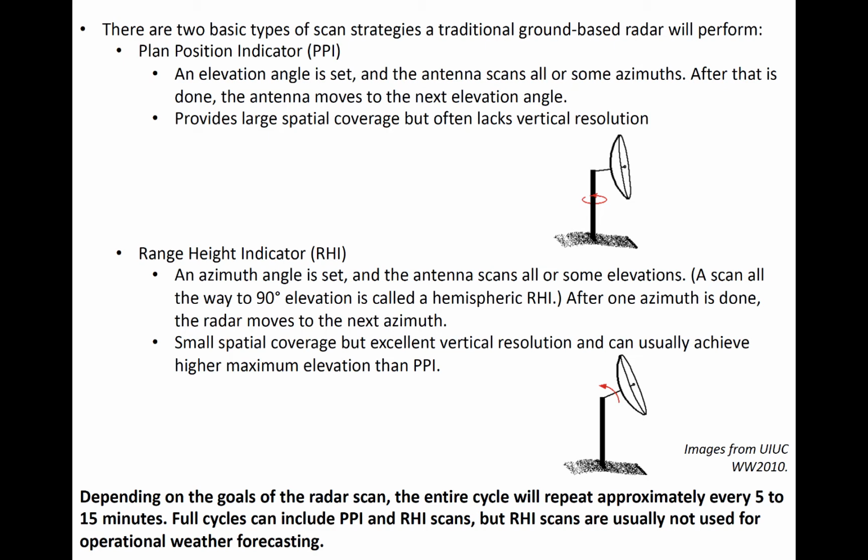When the antenna has made a complete sweep at one tilt, it moves up to the next elevation angle and executes another complete sweep. After the last pre-programmed elevation angle, the antenna moves back down to the lowest tilt and repeats the entire process again. A rotation at each tilt is called a sweep, and all sweeps combined are considered one complete volume.